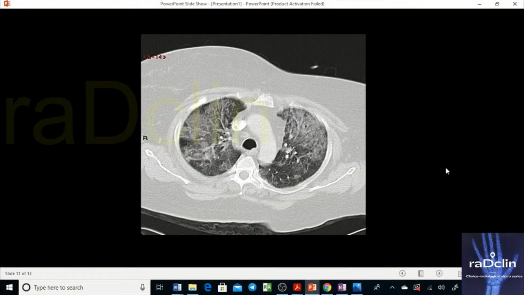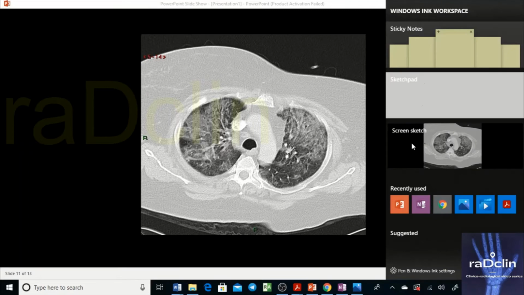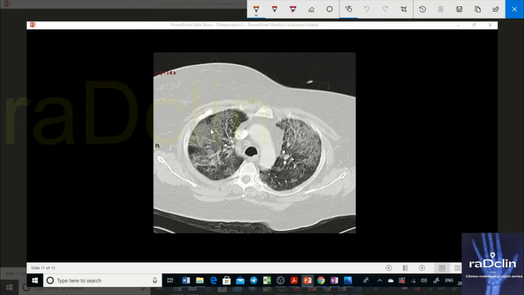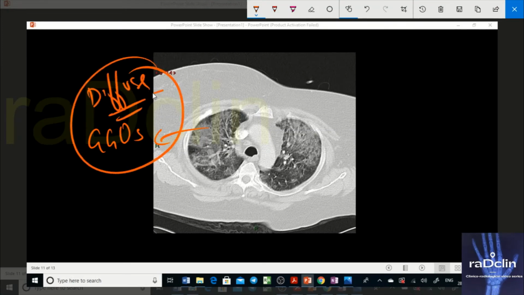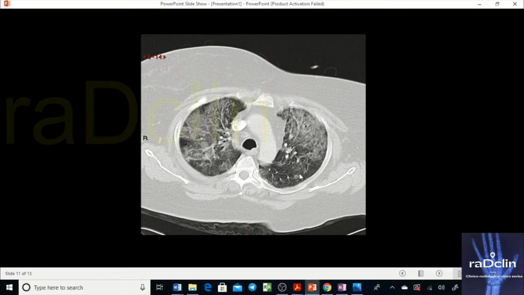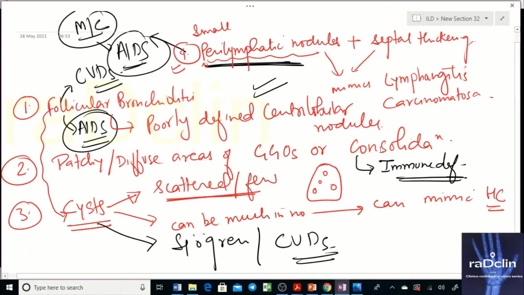Now this is also a diagnosed case of LIP, a histopathologically proven case of LIP. Now you can see here what, GGOs. So you see diffuse GGOs. This is what diffuse GGOs are, due to alveolar infiltration. So it could be associated with immune deficiency. Okay, we read about it. So that is all about the LIP part.